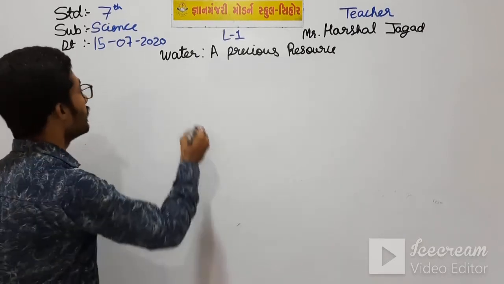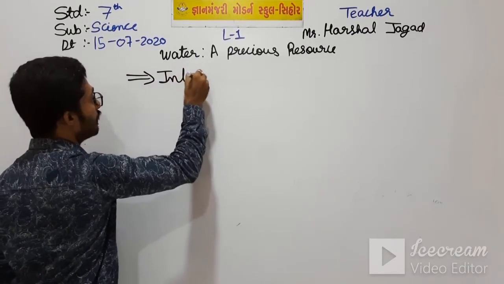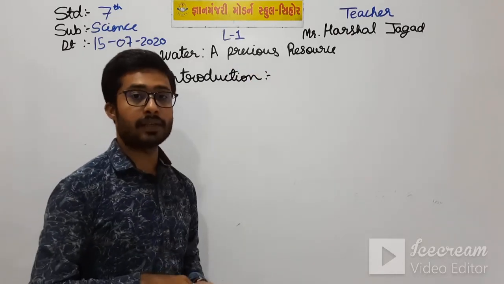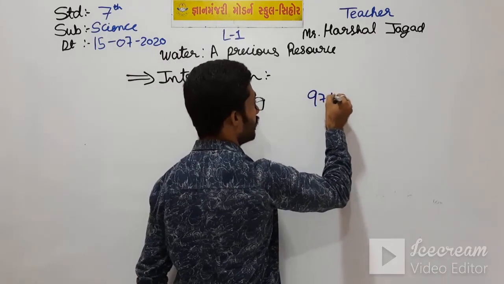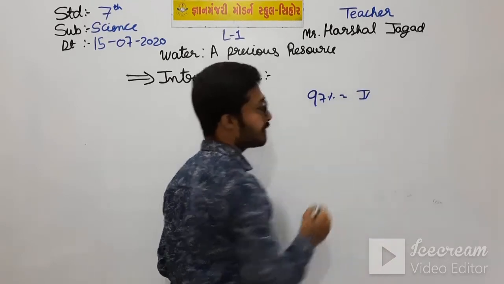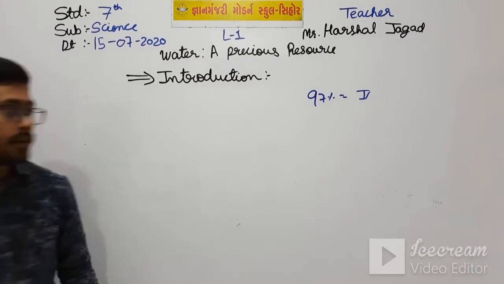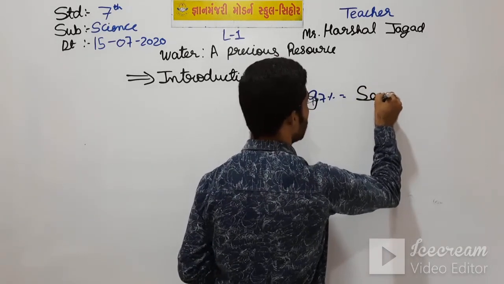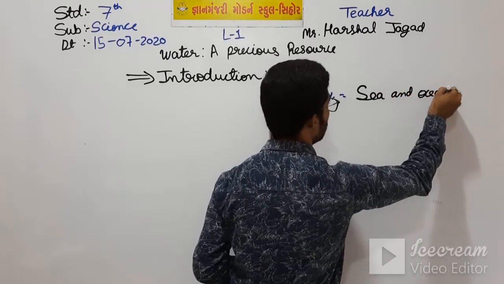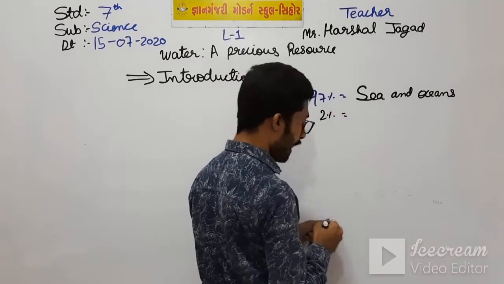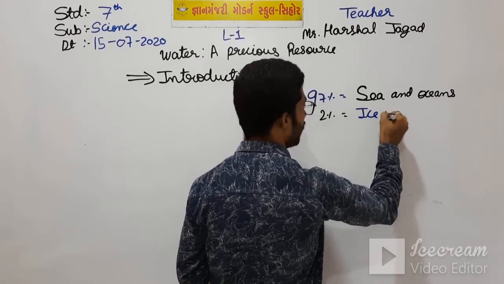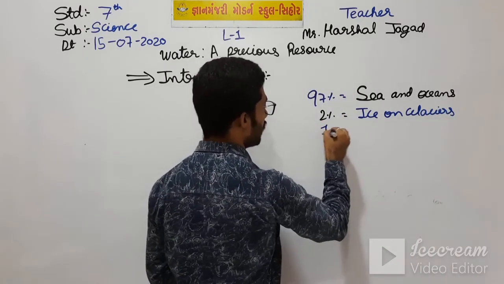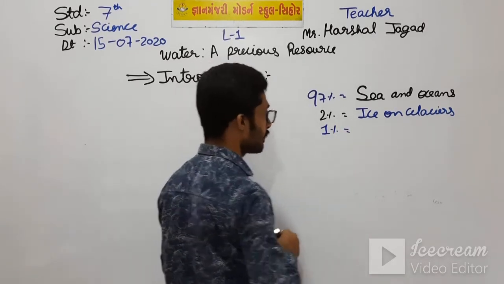So first we have seen the introduction of this lesson. In this chapter we have seen that 97% of water on earth is in seas and oceans, and 2% of water is in form of ice on glaciers, and 1% is fresh water that we use in our daily life.